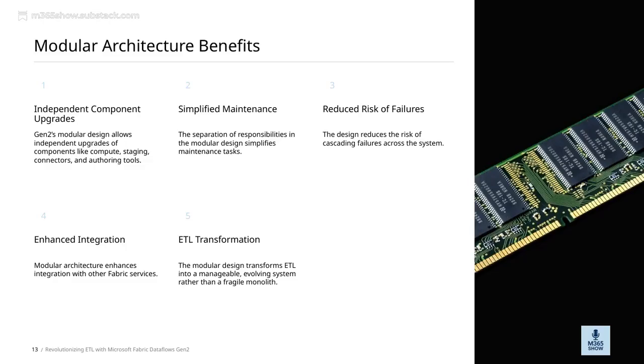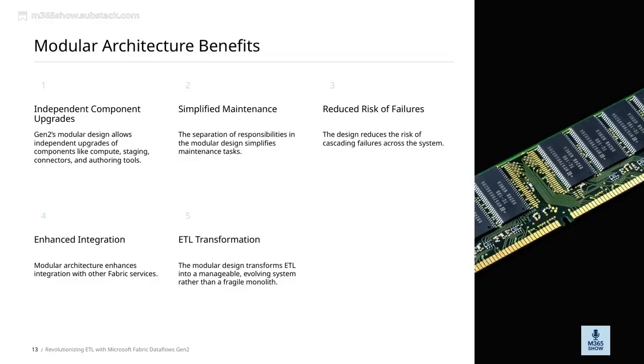Now, let's take a closer look at the benefits of the modular architecture in Microsoft Fabric Dataflows Gen 2. First, this modular design really transforms how we approach ETL processes. Instead of dealing with a fragile monolithic system, we now have a manageable, evolving system that can adapt and grow more easily. This makes our workflows much more resilient.